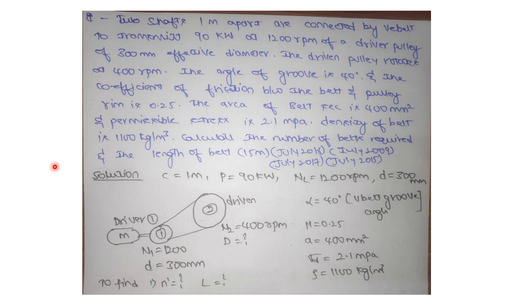But if in the question he has mentioned find, determine, calculate, if he has used such words, then you have to assume that this particular problem is not design and select oriented. It is a general category of V-belt problem. Like in this case, calculate the number of belts required and the length of the belt. He has just used the word calculate. So automatically we have to understand that this particular thing is a general category of problem.